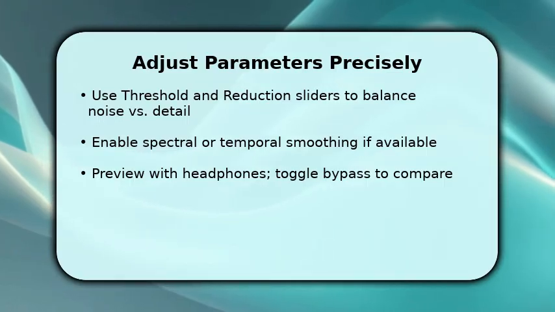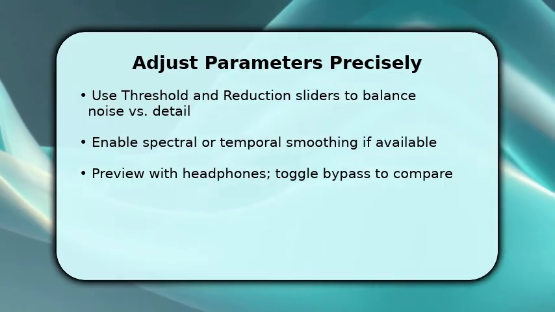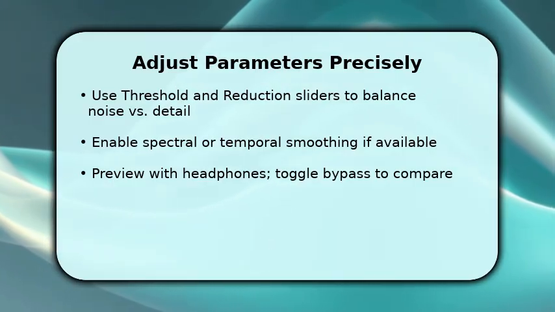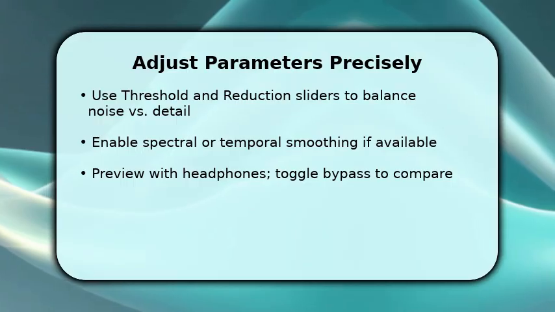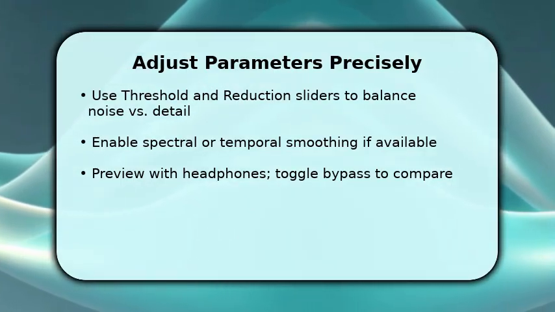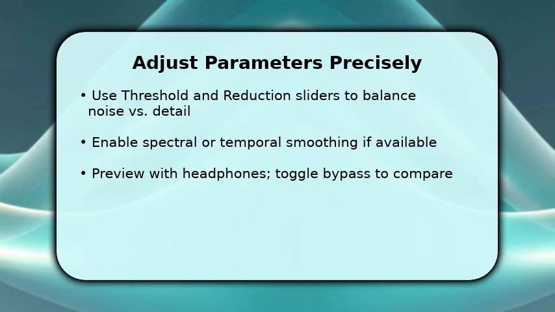Once done, toggle bypass to compare before/after and audition on headphones at normal listening level. This verifies dialogue clarity without masking artifacts. Make sure to use short loops so adjustments reflect in real time and you can fine-tune confidently.